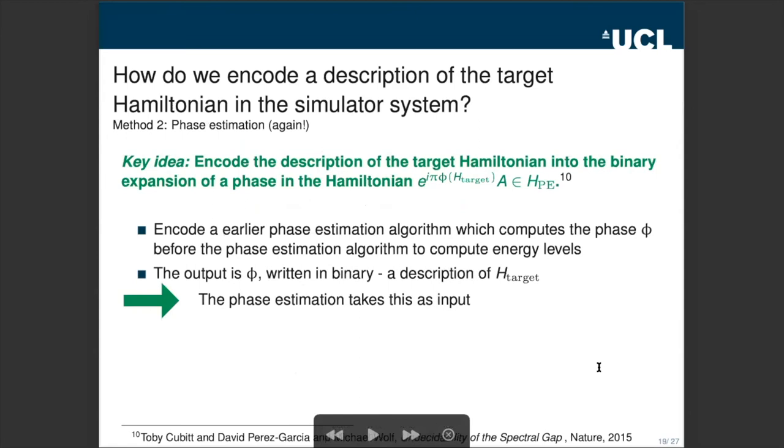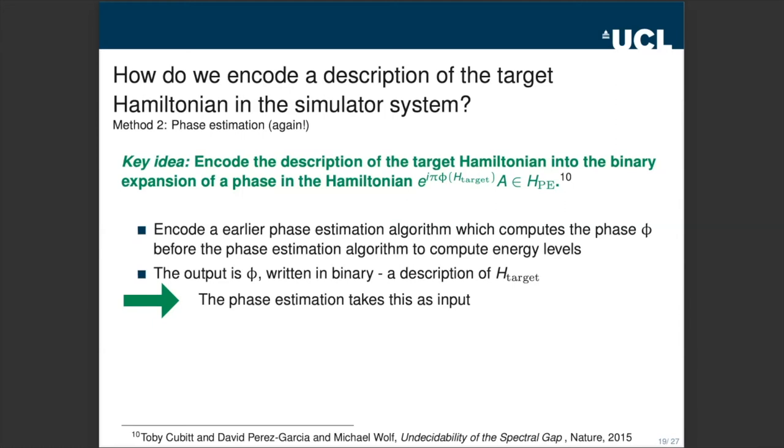Our second method is to do phase estimation again. The idea here is that we encode a description of the target Hamiltonian into the binary expansion of a phase in the Hamiltonian. Our dovetailed computations are then two phase estimation algorithms. The first computes this phase phi in the Hamiltonian and outputs phi on its work tape. The second is the phase estimation algorithm that we outlined earlier, which reads in phi, our description of each target, reads in the state of the physical spins, and then carries out the phase estimation to achieve simulation.